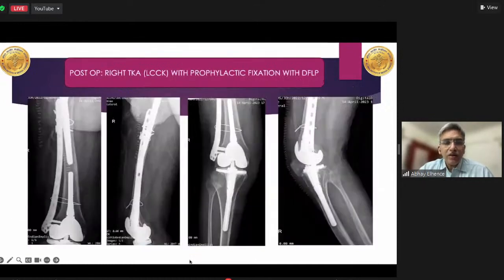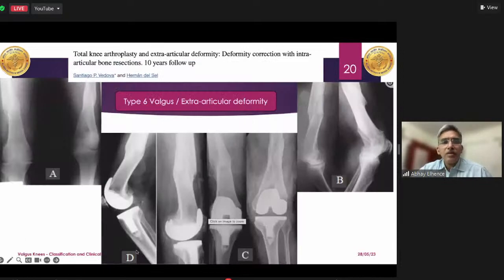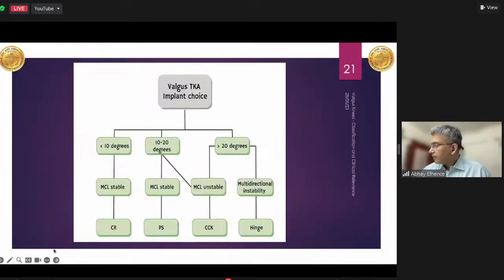This patient had undergone a bilateral total hip arthroplasty 3 to 6 weeks earlier, and then we had to do a constrained total knee arthroplasty for him. What we also needed to do was a prophylactic fixation with a DFLP just to prevent an interprosthetic fracture because there was a very narrow zone of transition between the Wagner stem and the stem of the total knee implant. And then you would have the type 6 extra-articular deformities, wherein there is a secondary additional contracture of the lateral sleeve and the lateral peroneal retinaculum, which would require an appropriate implant. And these do extremely well.